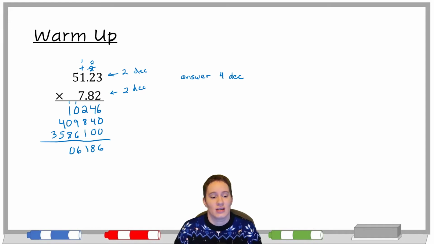Plus 8 is 10. Carry. 1 plus 4 is 5. 5 plus 5 is 10. Carry our 1. 1 plus 3 is 4. What a long number. We said our answer needs 4 decimal places. So 1, 2, 3, 4.